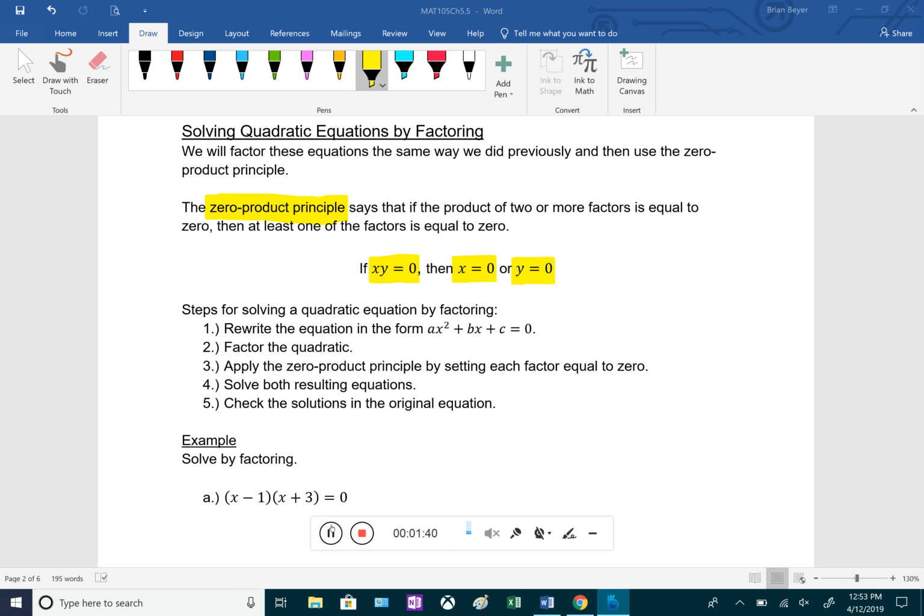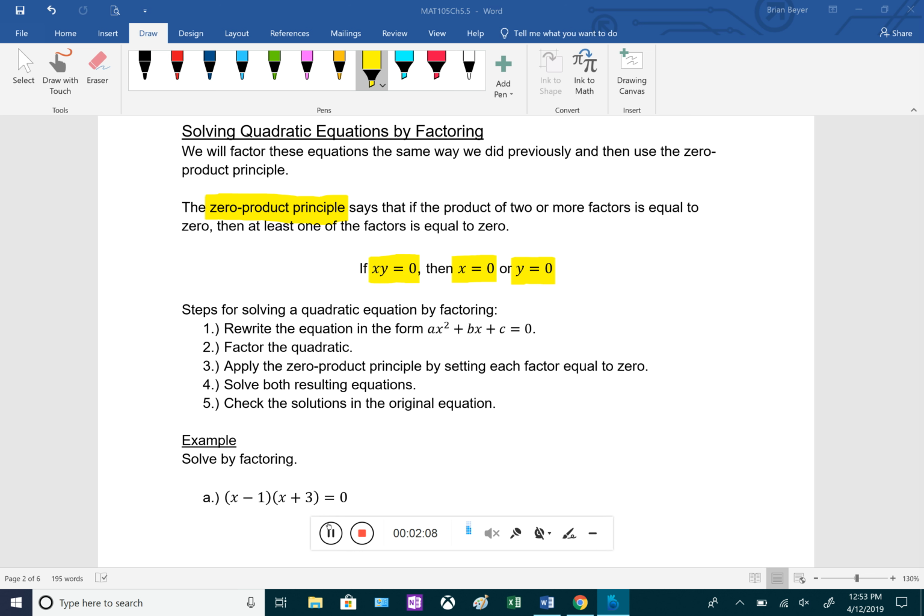So the steps for solving a quadratic by factoring, you want to rewrite it so everything is on one side of the equation and it's set equal to 0. All like terms are combined. Then we're going to factor the quadratic. So remember, always try GCF factoring first. And then if you can't factor out a GCF, see if you can factor the quadratic trinomial. Then we're going to apply the zero product principle by setting each factor equal to 0 separately. And then we're going to solve the resulting equations.